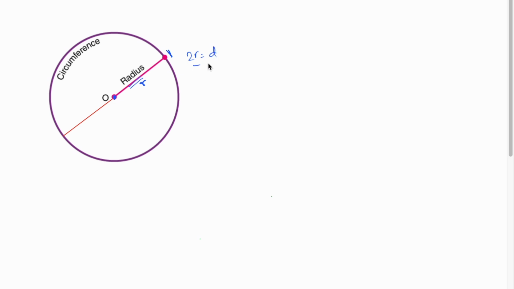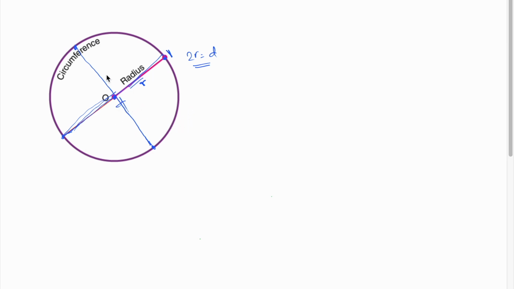So d is equal to 2r, and it is the longest distance from one point of the circumference of the circle to another point on the circumference of the circle, and it always passes through the center of the circle. This is diameter d, and this is also the diameter d. Any straight line that passes through the center of the circle is called the diameter of the circle.